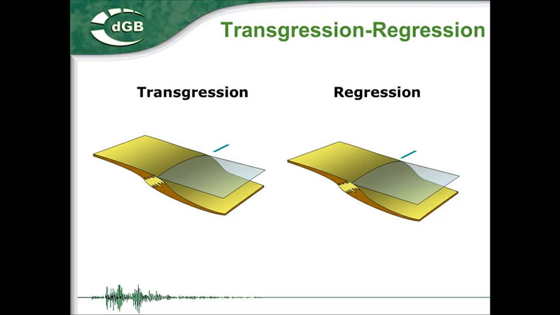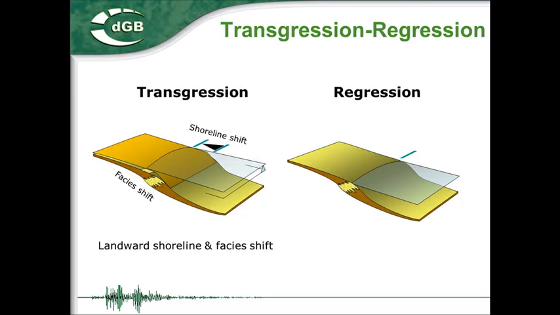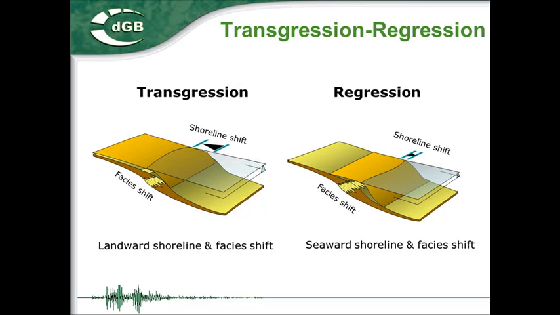Now these base level rises and falls, and the sediment supply and the currents and the wave energy give rise to different types of packages. We distinguish two basic packages, that is a transgression and a regression. The definition of a transgression is that it is a landward shoreline shift, whilst the regression is a seaward shoreline shift.